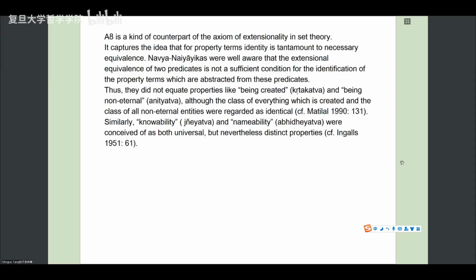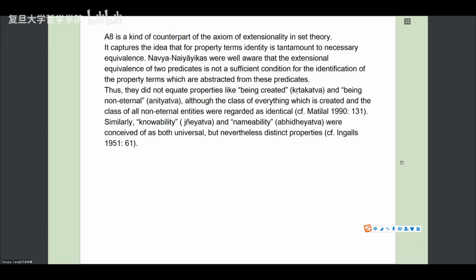I want to come back here to this axiom A8, which tells us something about the identification of properties. Identity of properties means necessary equivalence of the predicates from which the properties are abstracted. So A8 is a kind of counterpart of the axiom of extensionality in set theory. The axiom of extensionality tells us under what condition two classes are identical: they must have the same members. So A8 captures the idea that for property terms, identity is tantamount to necessary equivalence.